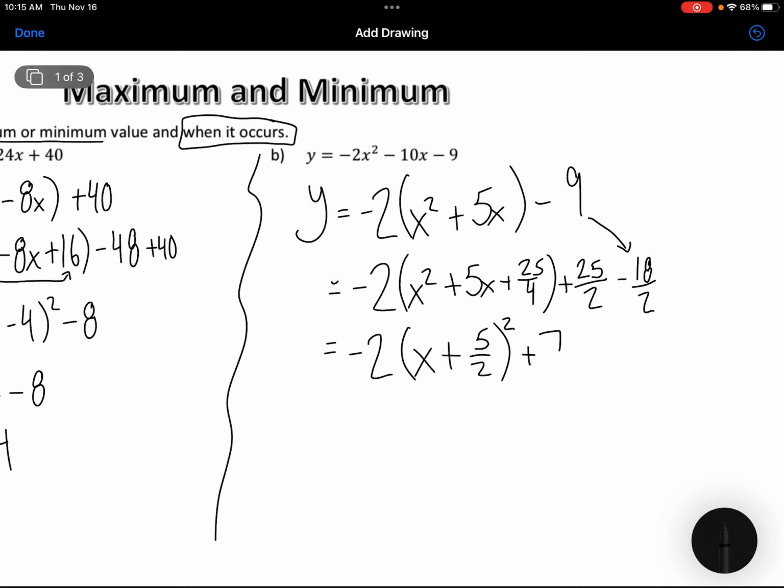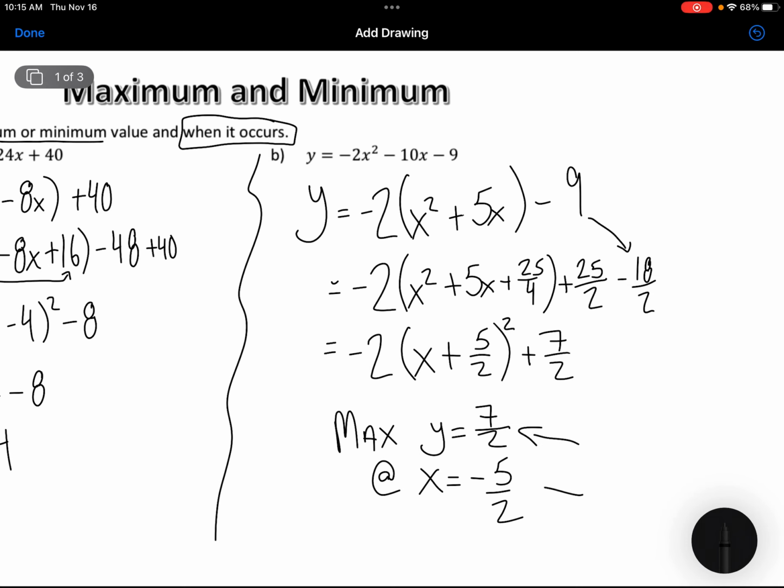So we get 7 over 2, and then we get a max, because it's facing down with that negative, of y equals 7 over 2, and it happens at x equals negative 5 over 2. Again, y value of your vertex, x value of your vertex.